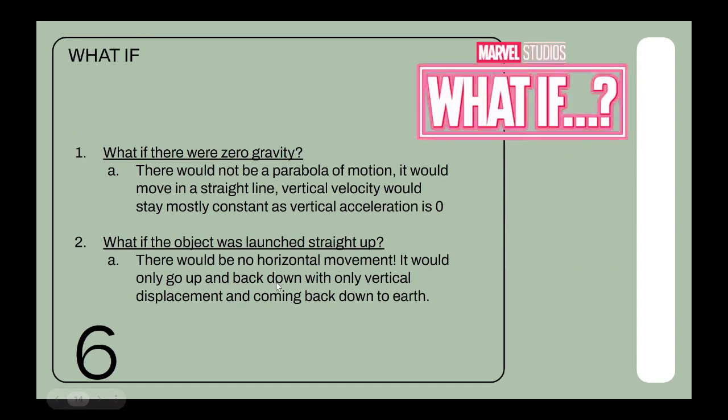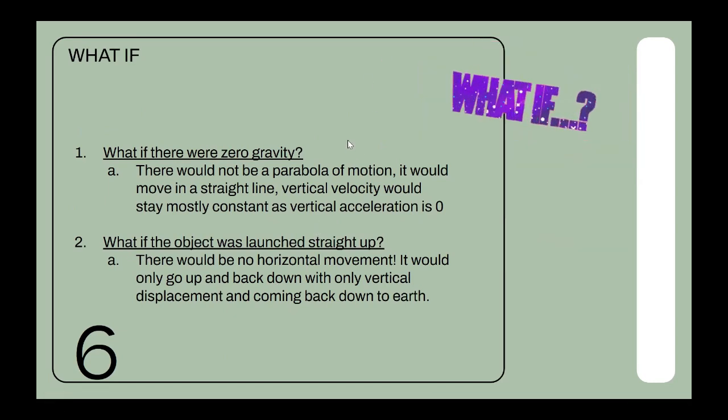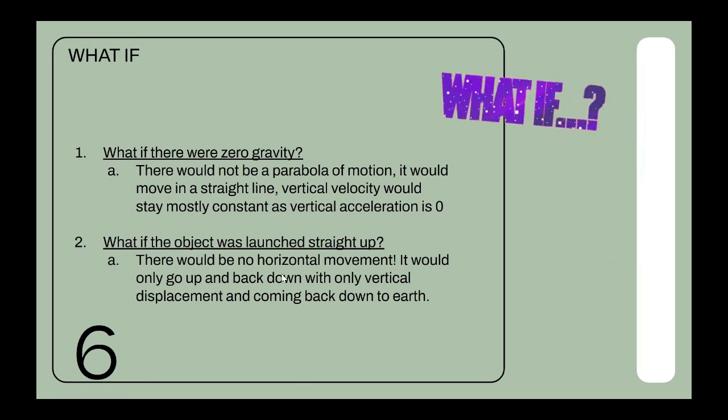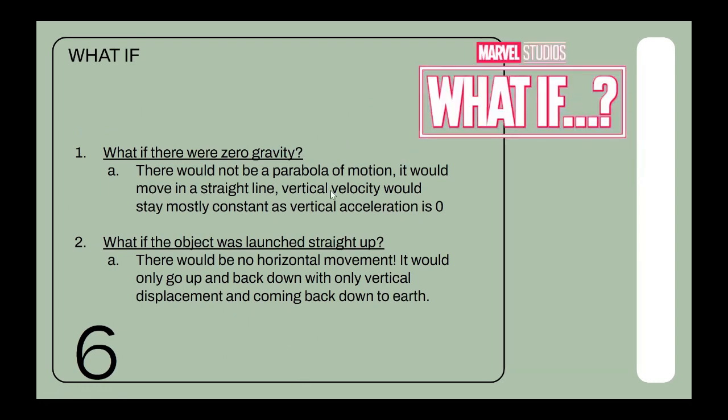And then secondly, what if the object was launched straight up? What that would do is there would be no horizontal movement. So there would be no horizontal acceleration, no horizontal velocity. And so when we look at the graph, it would just be up and down of the y position. And we would only see, like I said, displacement of y, and we would see it rise up, hit some max height, and then fall back down.